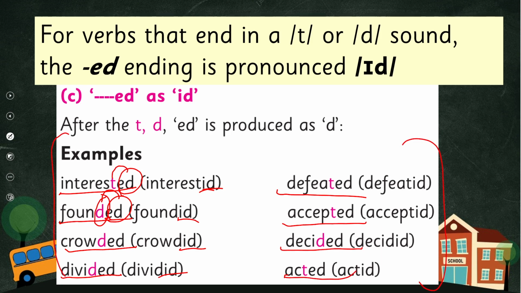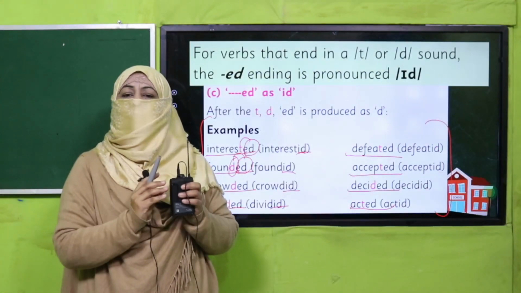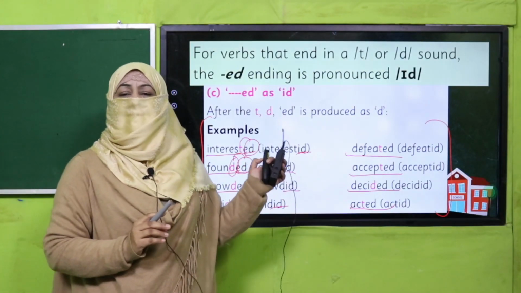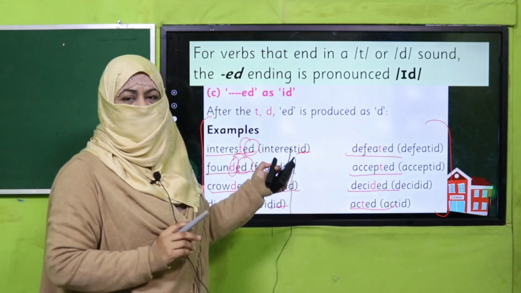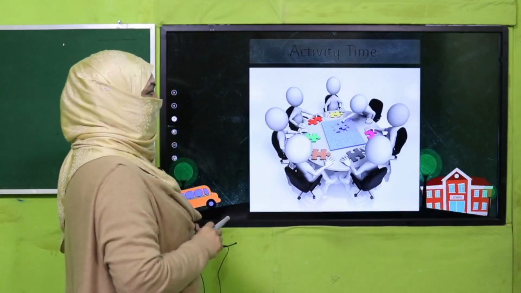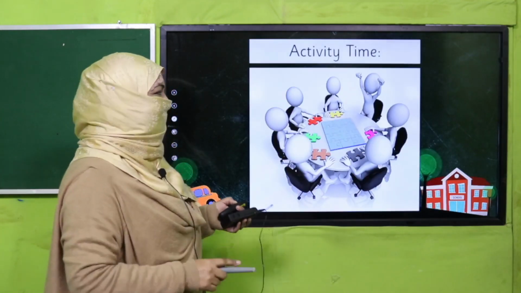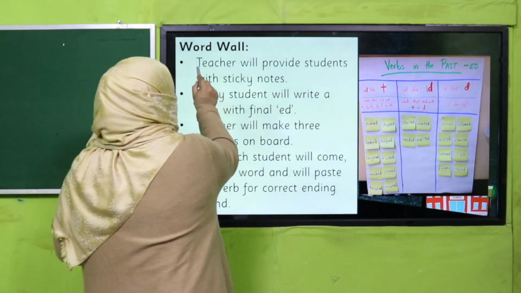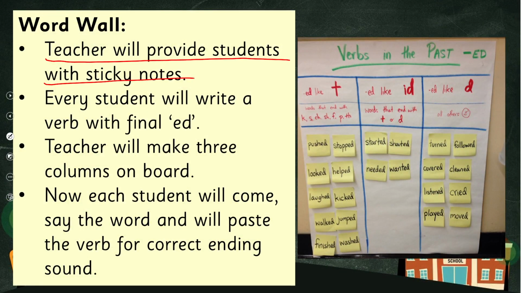So these are three sounds. When a verb is ending on ed, these three possible sounds are there. Let's practice it through an activity. Are you ready for that? Okay. So your teacher will provide students with sticky notes. Okay, teacher, kindly take sticky notes. Every student will write a verb with final ed. It's your own choice. You will write a verb of your own choice.